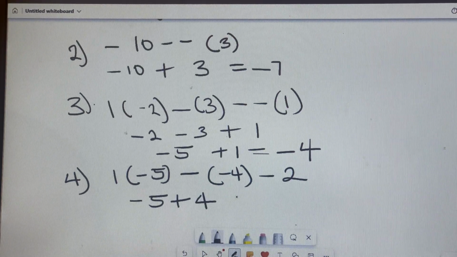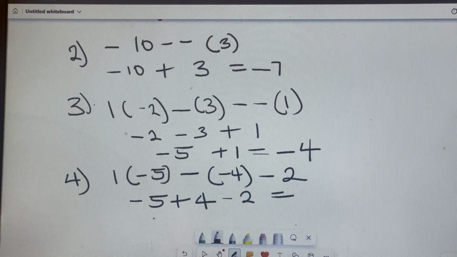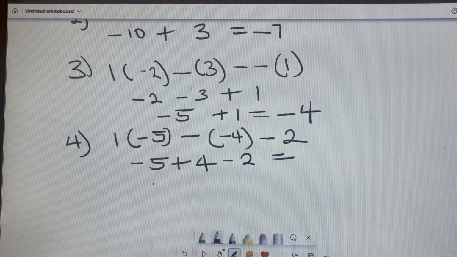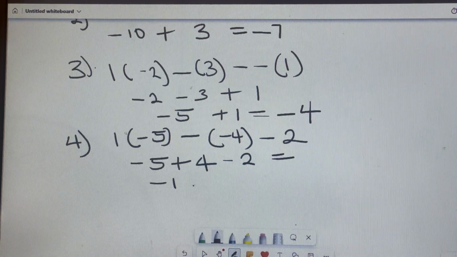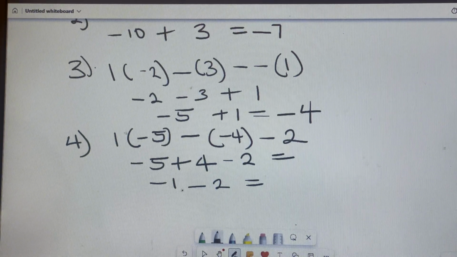Then you bring down the negative 2. Negative 5 plus 4 is what? So you do the second rule of addition or subtraction. Take the smaller number from the larger number. 5 minus 4 is 1. And keep the sign of the larger number. So negative 1. So you bring down the negative 2. Negative 1, negative 2. That's minus 1 minus 2. So you add up and keep the sign. That should be negative 3.